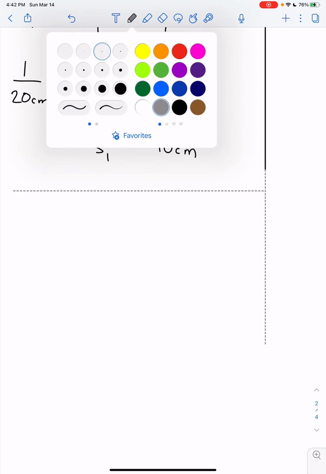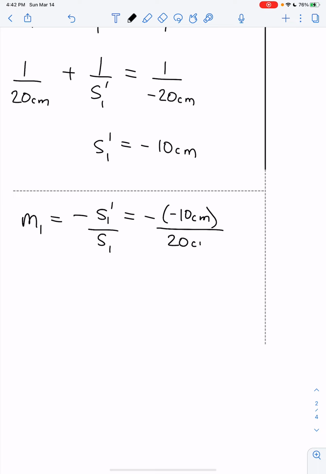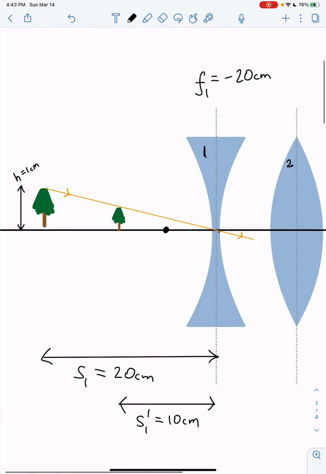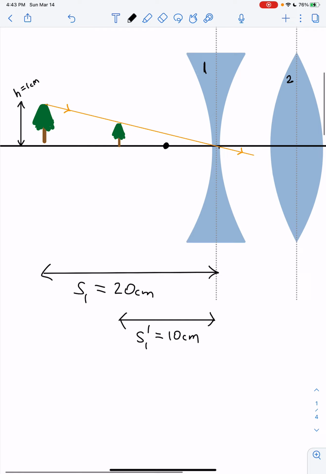Okay, so how do we find M1? Well, we're going to look at that ratio between the distances. So we have negative 10 centimeters all over, that was 20 centimeters. So we get an M1 value of 1/2. And that looks about right. Okay, so now we actually know what the height is there. So the height of that first image is going to be equal to 1/2 centimeter.